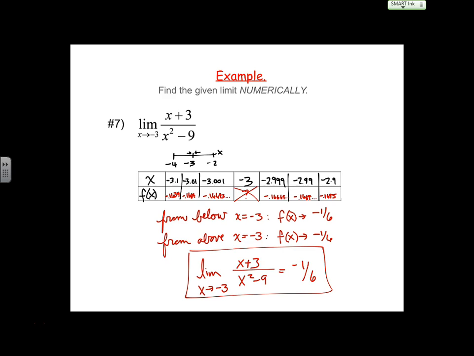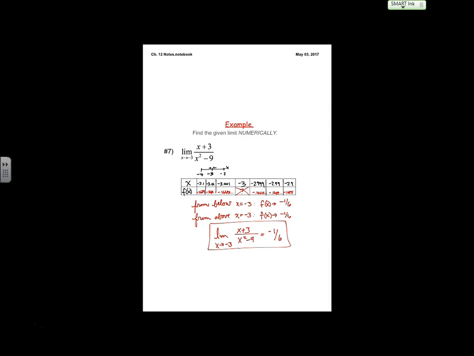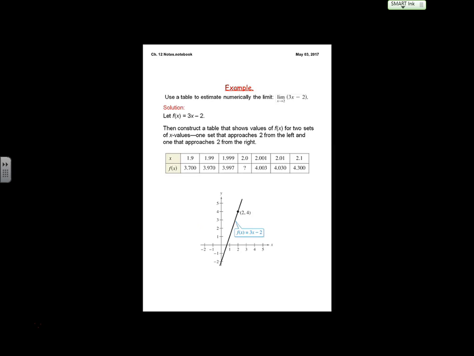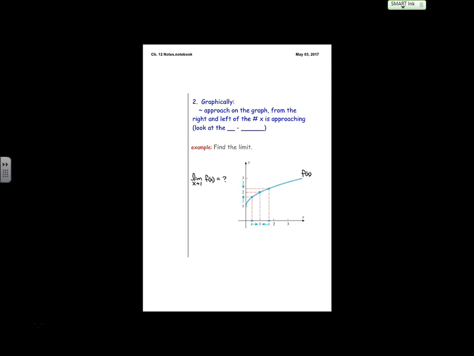Alright, so let's keep going. Oops, I'll mark across the page. Did I skip something? What did I skip? We'll go back to that. Graphically.